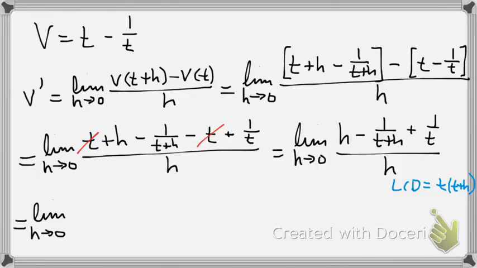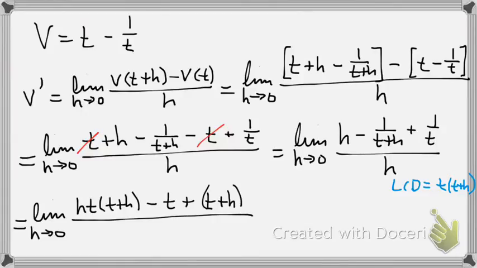So you have the limit as h approaches 0. And now we multiply top and bottom by the LCD. So this means I have h times t plus h. That first term, nothing canceled. Minus, what happens with the second term? That's just going to be t. Plus, what happens with the third term? That's going to be t plus h. And on the bottom, h times t times t plus h. Just multiplies in on the bottom.